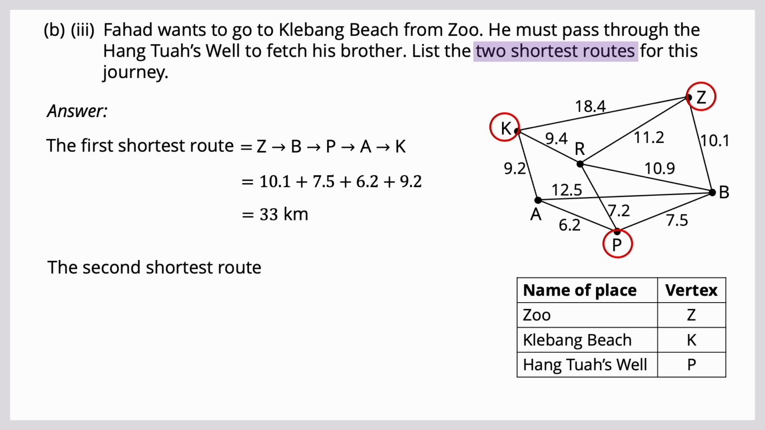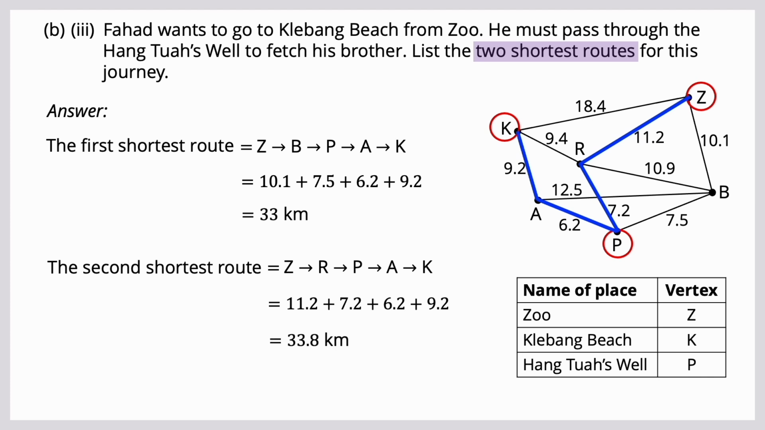The second shortest route. From Z to R. From R to P. From P to A. From A to K. The total distance of this route is 11.2 plus 7.2 plus 6.2 plus 9.2 equals 33.8 km. These are the shortest ways to connect the Klebang Beach from Zoo through Hang Tuah as well.